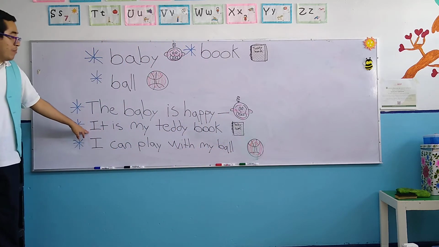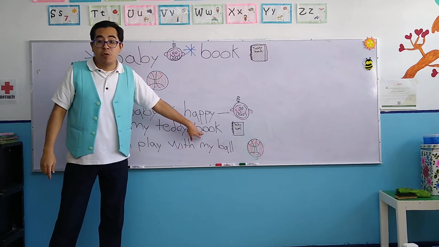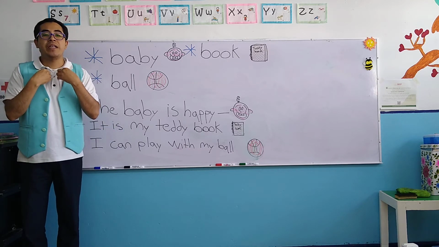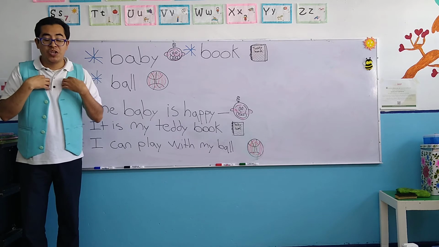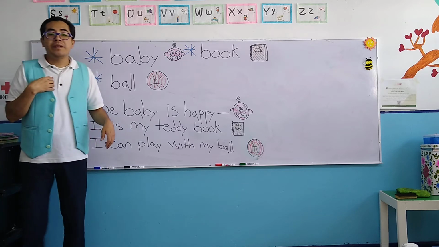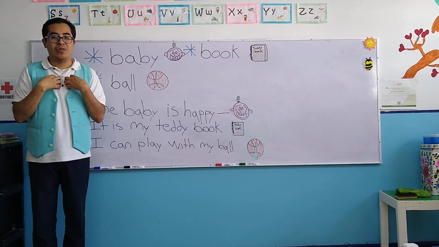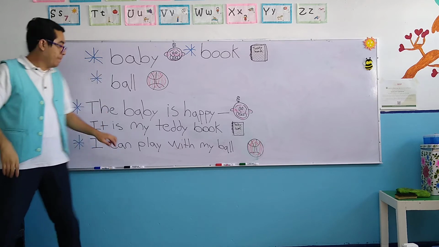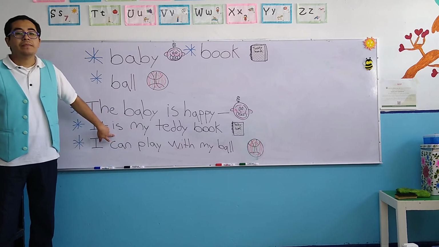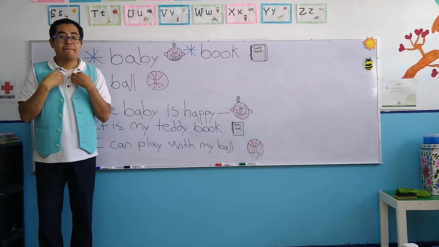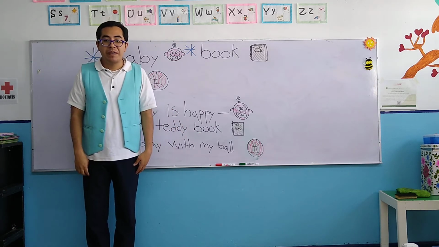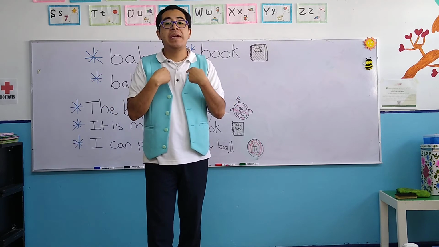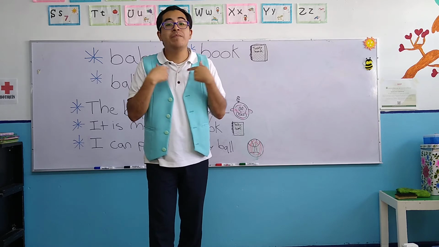The second sentence, remember, it's using the word book. It is my teddy book. One more time, I'm going to say it one more time. It is my teddy book. Okay? Now, the third time, please repeat after me word by word. It is my teddy book. Now, what do you think it means in Spanish? Es mi teddy book, o es mi libro.